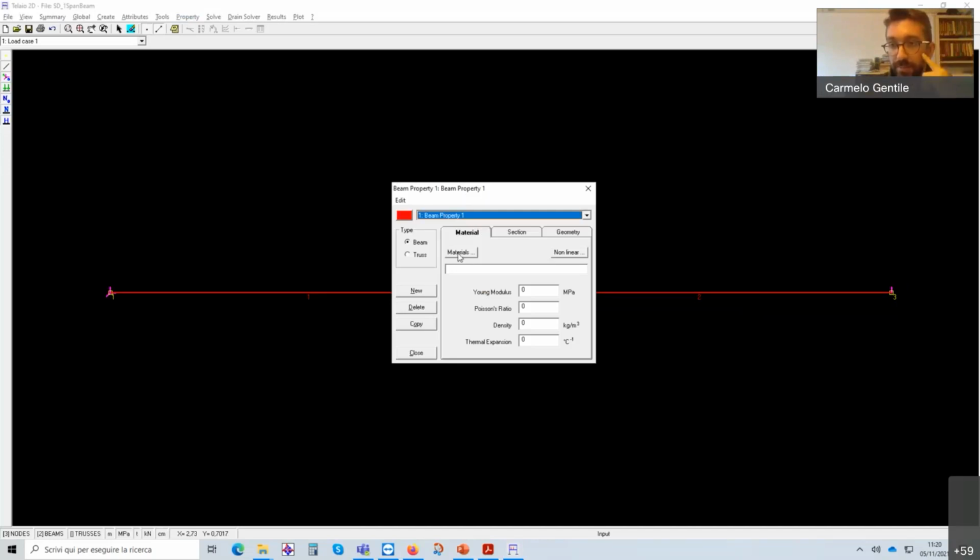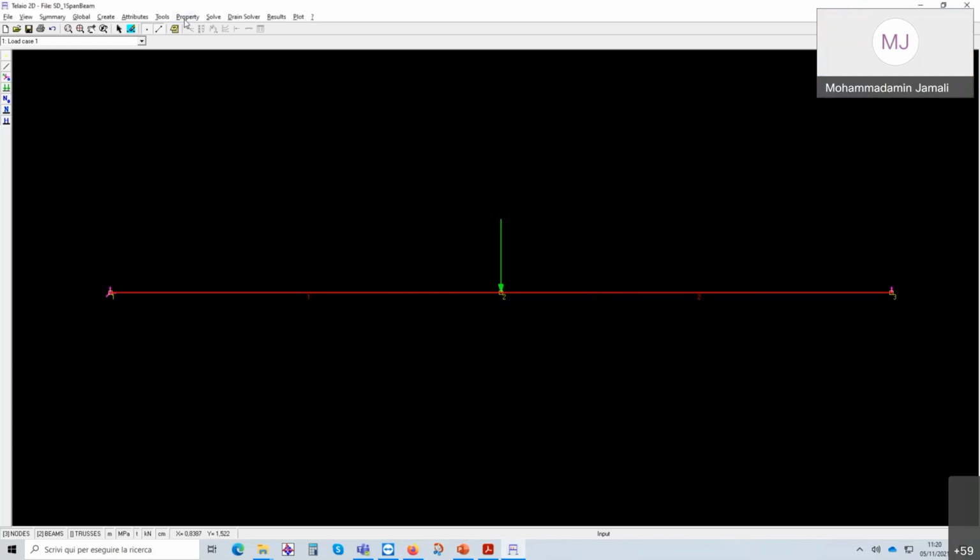So, Professor, how were we solving all these problems till this point without assigning any properties to any beams? We just solved all the problems. Yes, yes, yes. In fact, this is the last step you need. We go on property.